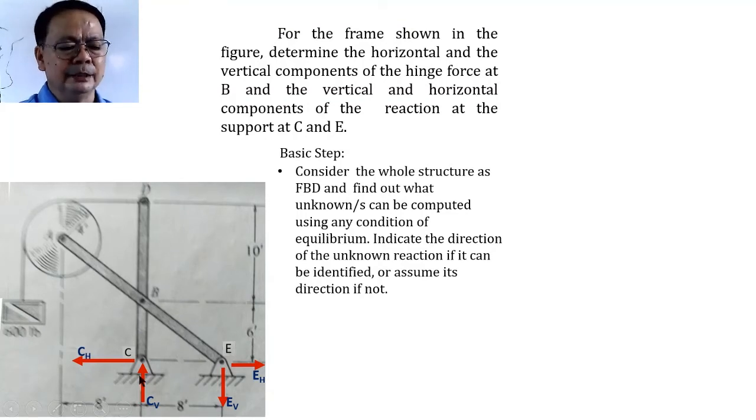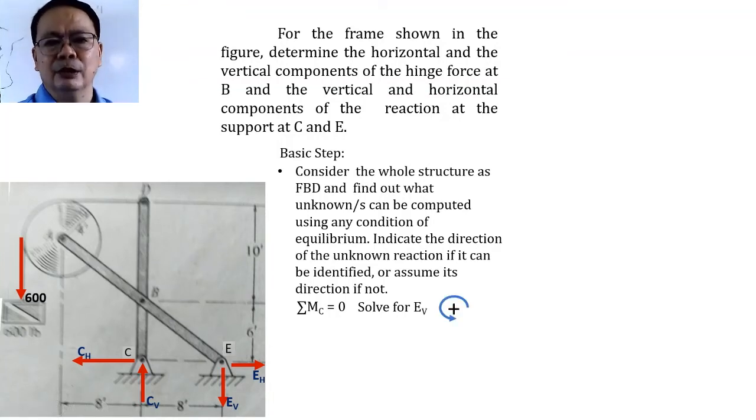So, subukan natin. Let us try to consider that this force is a 600 pound force coming from the weight of this block. As such, if we're going to sum up moment about C equal to 0, and from here, we can solve for E sub V. If we will be taking moment summation here, we can solve for E sub V here. Assuming natin that the counterclockwise moment is positive.